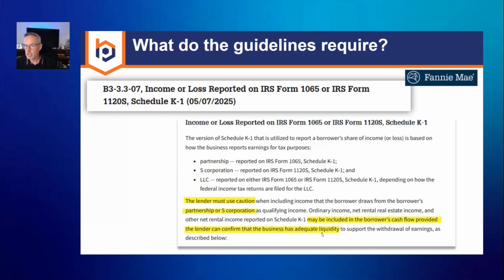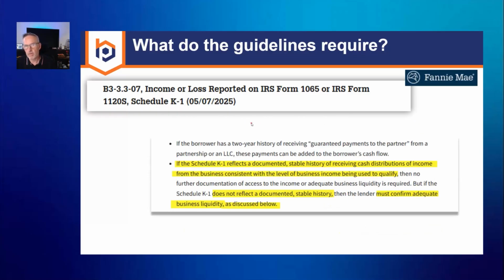So they use this word generically. Now, there's a couple different ways you check liquidity, and we're going to talk about those, but they're saying you must confirm. Not if you want to, not if you feel like it, there's no option here. You must do these things. So now they describe it in the paragraphs below.